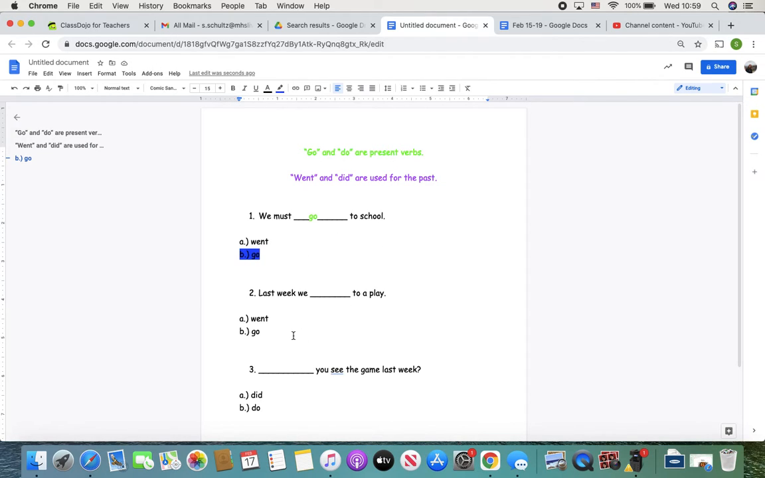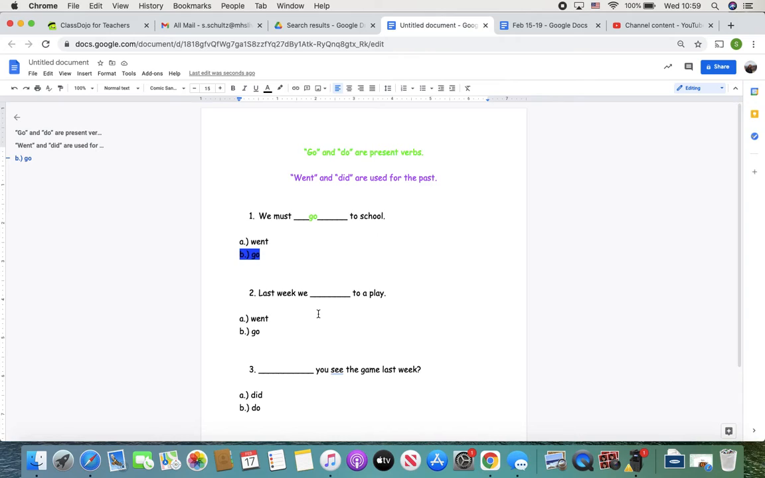Question 2. Last week we blank to a play. As we look, do you see any clues that we can use to figure out what words we need to describe the present or the past? Shout them out. What do you see in this sentence? I'll give you a huge clue. Last week. So in this sentence, we're talking about the past. We're talking about something that happened last week.